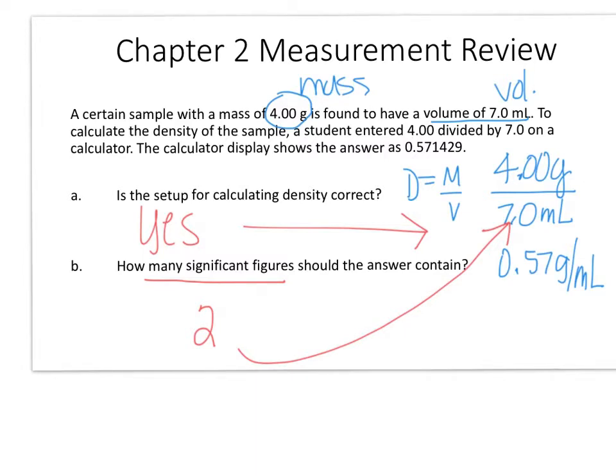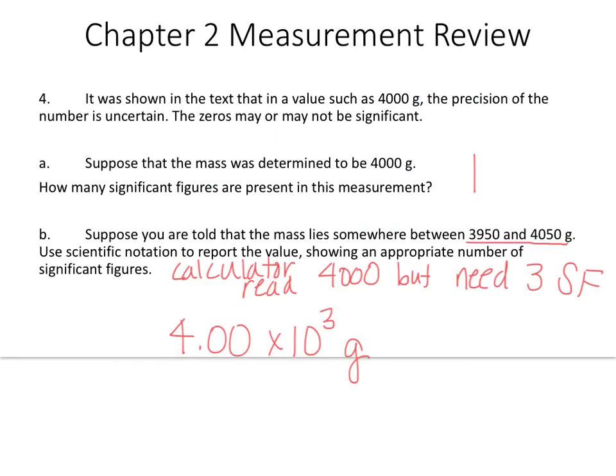And then B wants to know how many significant figures, and it is 2, and that is because of this right here. This one has 2. The 4 grams would be 3 significant figures, but when we're multiplying or dividing, remember we're looking at the smallest number of significant figures, so the actual answer would be reported as 0.57 grams per milliliter. So let's move on to the next question.